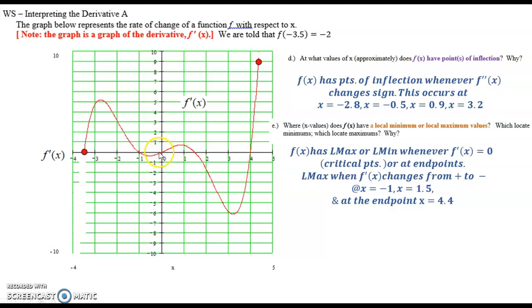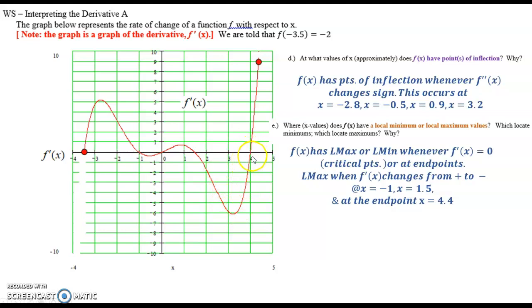Here we have a critical point, but the critical point is not changing from positive to negative, right? The derivative is changing from a negative derivative to a 0 derivative to a positive derivative, because remember, we're looking at the derivative curve. This particular critical point here at positive 1.5, the derivative is positive, then 0, then negative. Remember, we're looking at the derivative, so we can see that the derivative of f changes sign there from positive to 0 to negative at 1.5.